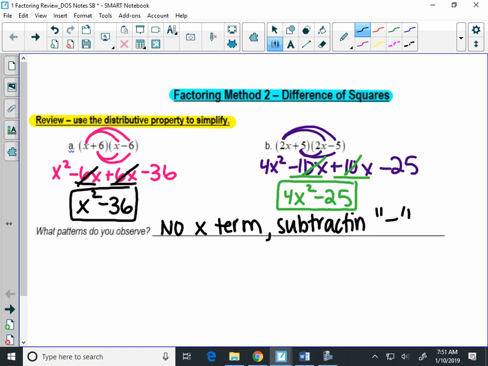And then it looks like each term is the square of what I started with. X squared down here, and 6 squared is 36. So same over here, 2x, the quantity squared is 4x squared, 5 squared is 25. So I'm not going to write that because it's kind of hard to put into words, but each part of the answer, each term, is the square of a term in the original problem.